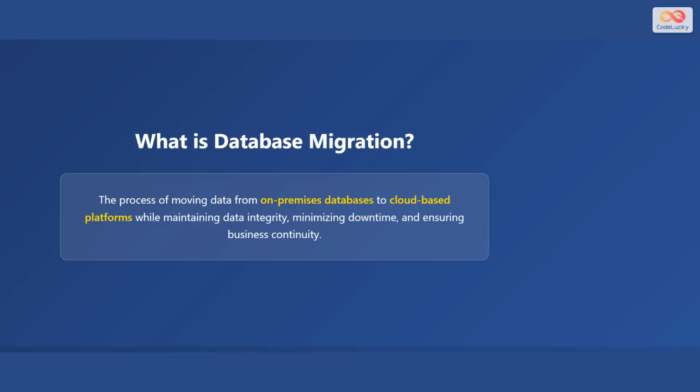Database migration is the process of moving data from on-premises databases to cloud-based platforms. Think of it as relocating your entire data infrastructure from your local servers to the cloud. The key objectives during this process are maintaining data integrity, which means ensuring your data remains accurate and complete, minimizing downtime so your business operations continue smoothly, and ensuring business continuity throughout the transition. It's not just about copying files. It's about carefully transferring your entire database structure, relationships, and configurations to a new environment while keeping everything working perfectly.